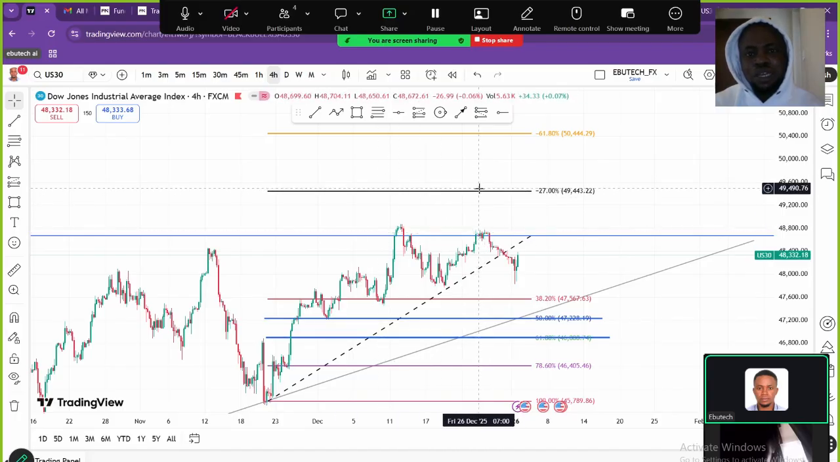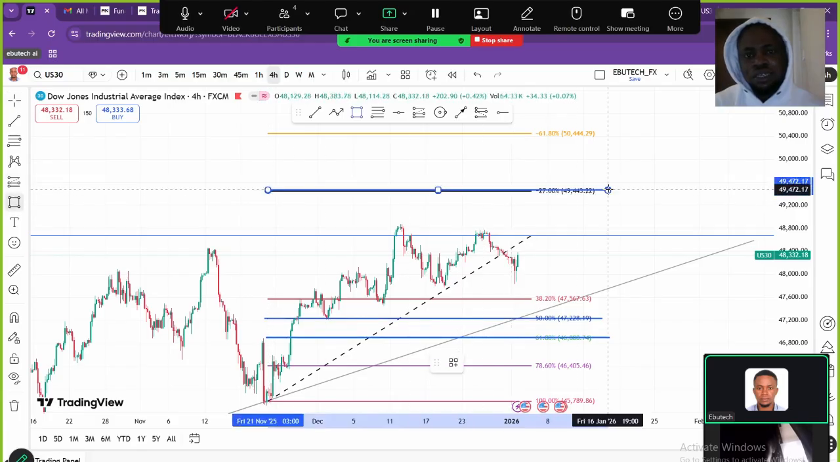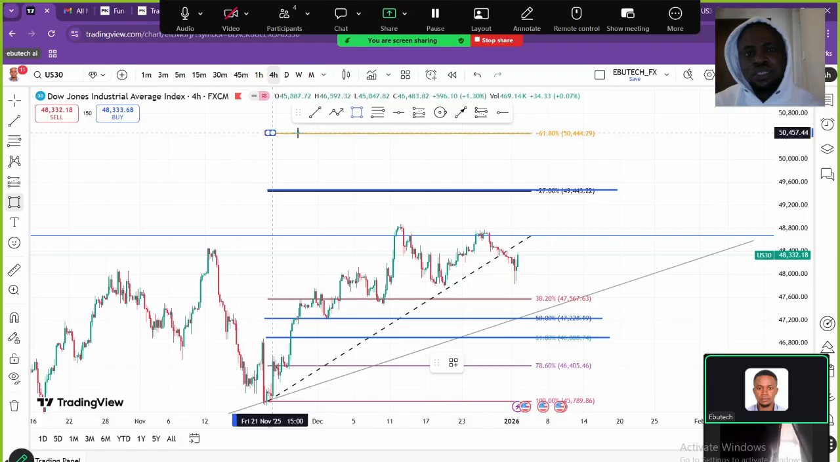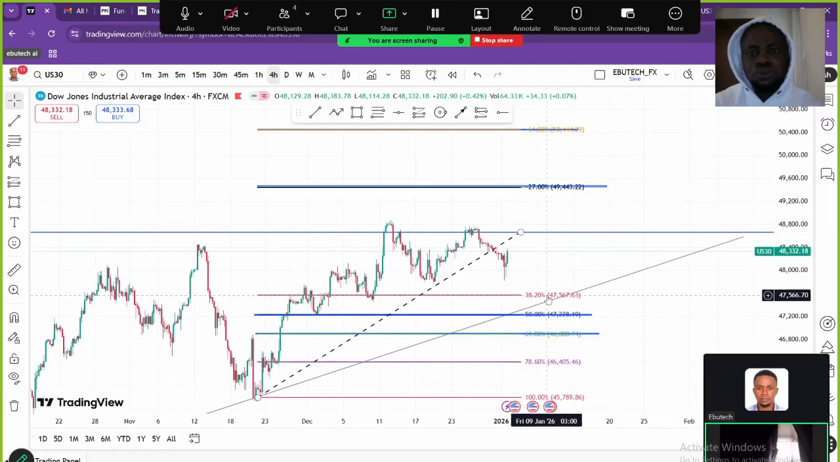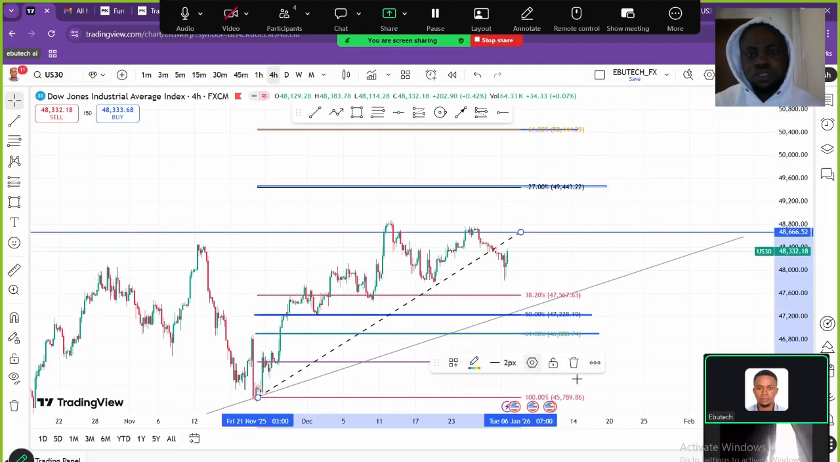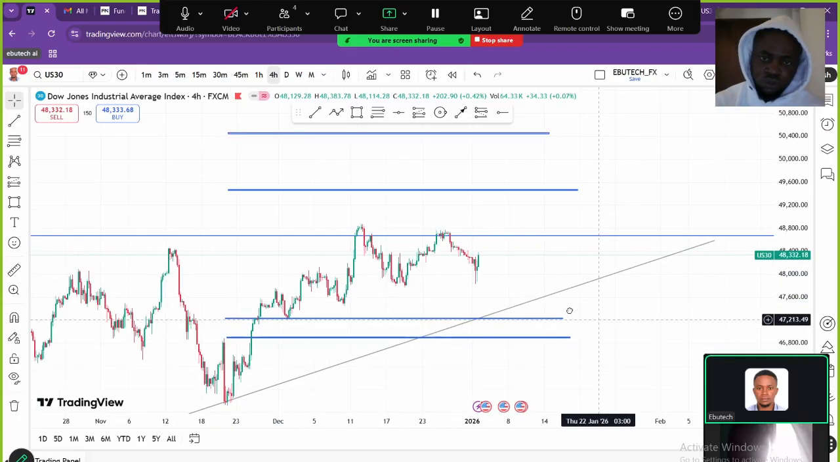This is the next place that we are expecting this market to get to. This is the next target. This 27% is the next target, and this 61 is still the next target where we are expecting the market to get to, right? So now let's take our Fibonacci tool out. So we take it out.